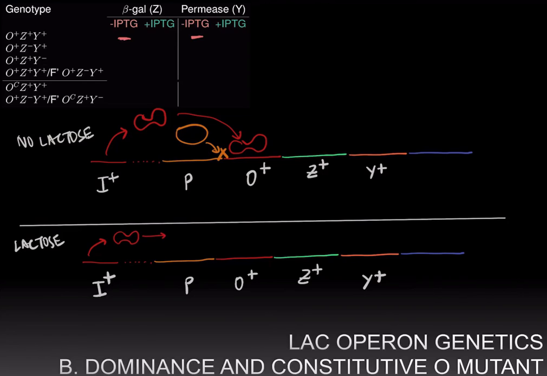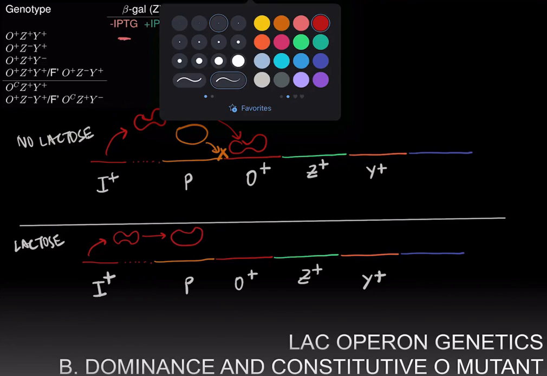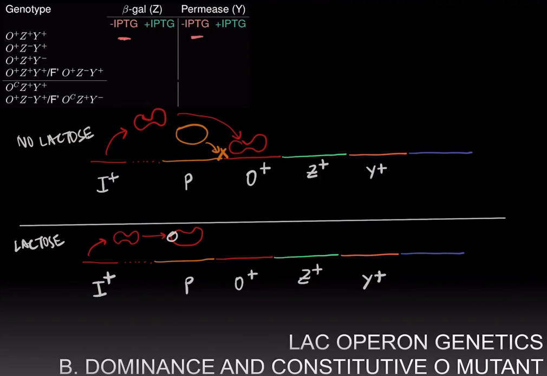However, this repressor is going to change shape because IPTG is going to bind to it, and as a result, this allosterically induced repressor molecule will not be able to bind the operator sequence, and the polymerase will be able to bind and transcribe, and therefore both Z and Y will be expressed.